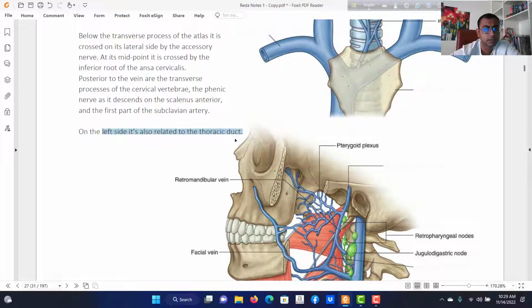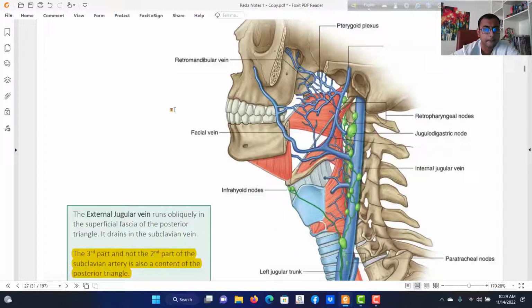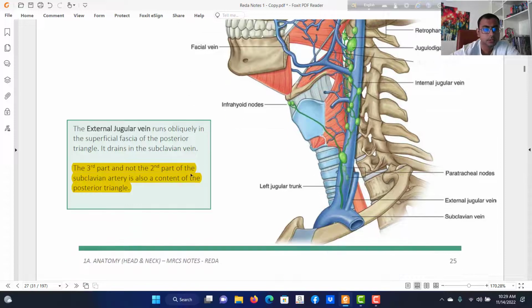Left side related to thoracic duct. At the midpoint, it crosses by the inferior root of the ansa cervicalis. Ansa cervicalis is the nerve which is present in the carotid triangle. Here are the lymph nodes.